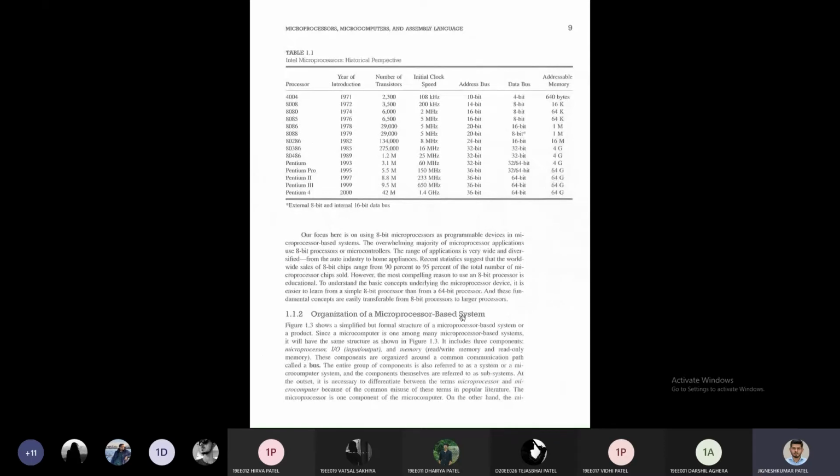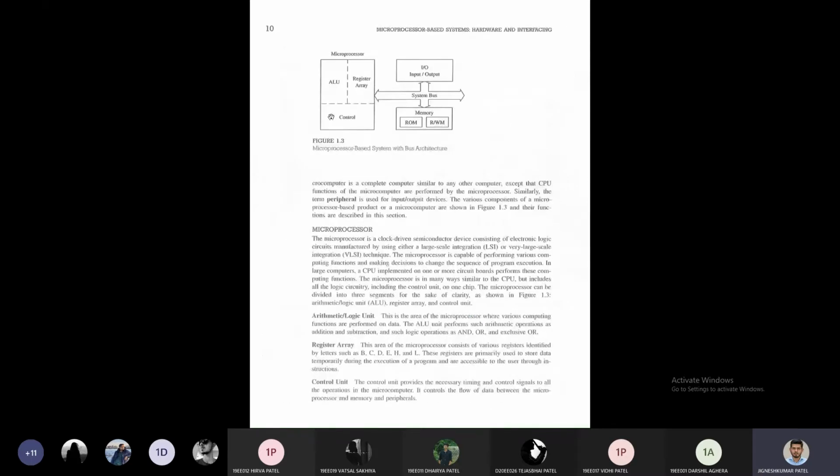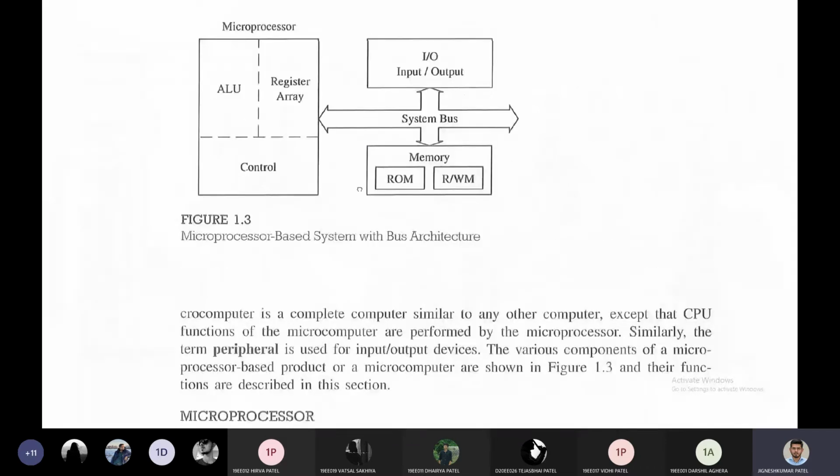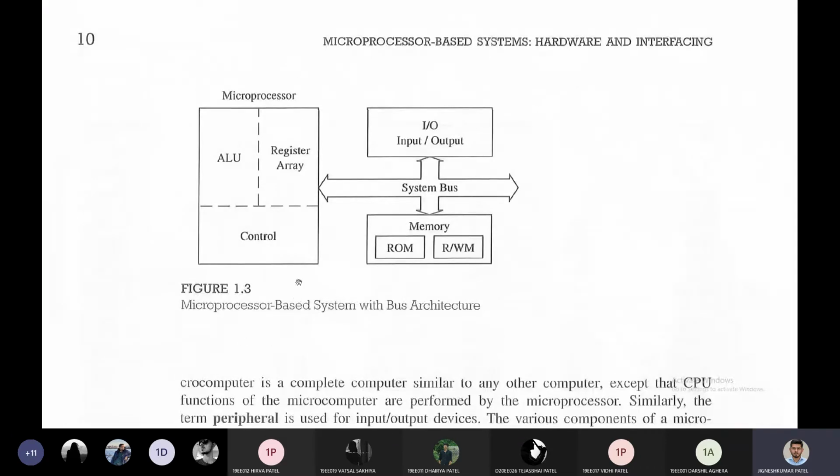Then organization of a microprocessor based system, we know how things work. So this is a general purpose diagram of 8085, or any other microprocessor based system. You will have ALU, you will have control block, you have register array. We have seen ALU in 8085, we have seen the register array, registers A, B, C, D, E, H and L. We have seen the control block.